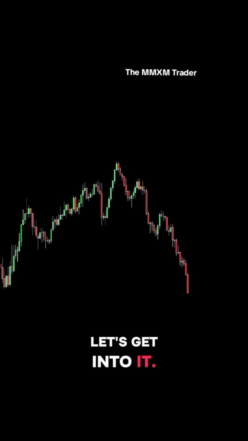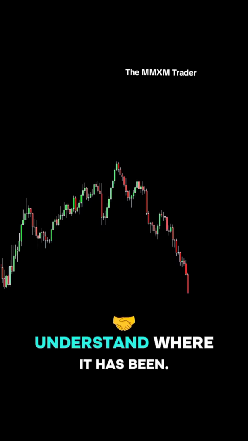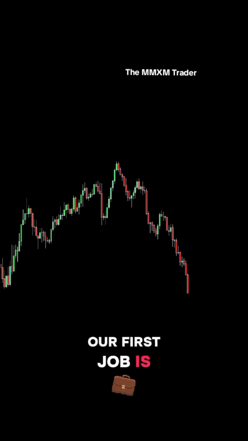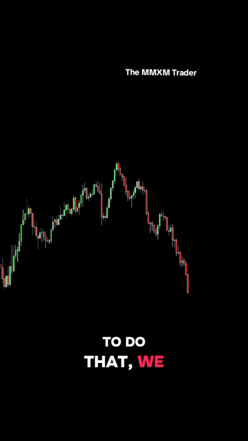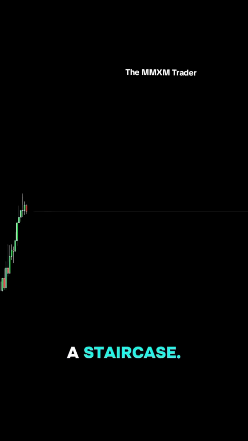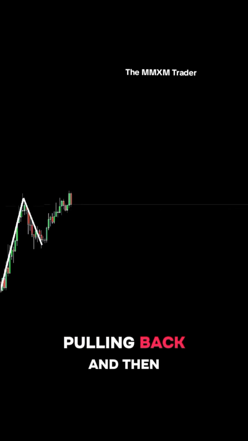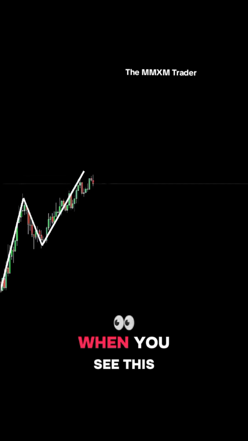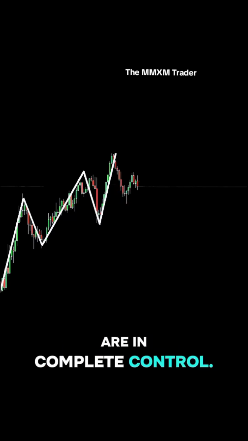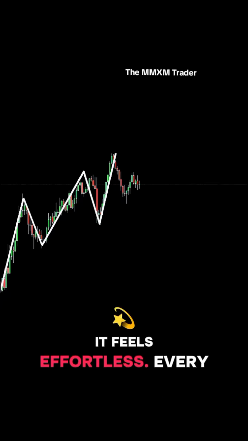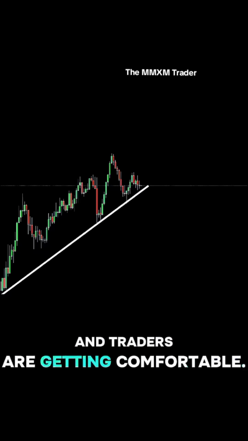Let's get into it. Before you can predict where the market is headed, you absolutely have to understand where it has been. Our first job is to figure out the story. Who was calling the shots before the shift? To do that, we need to look at the uptrend. Think of it like a staircase. Price steps up, making a new high, pulling back, and then making a higher high. When you see this pattern of higher highs and higher lows, you know the buyers are in complete control. It feels effortless. Every dip is bought up instantly. The sentiment is bullish, and traders are getting comfortable.